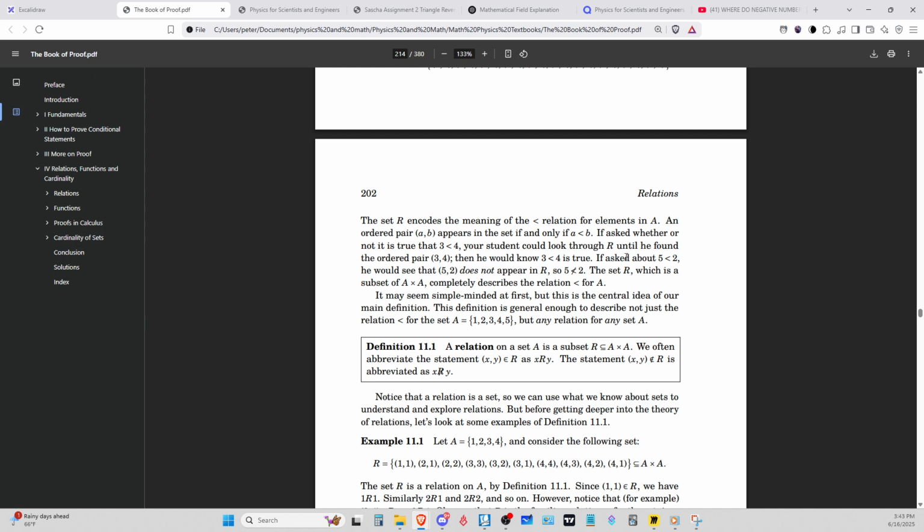Okay, yeah, this is the question I want to ask. If asked whether 5 is less than 2, he would see that 5 and 2 do not appear in the relation, the set R, which is a subset.